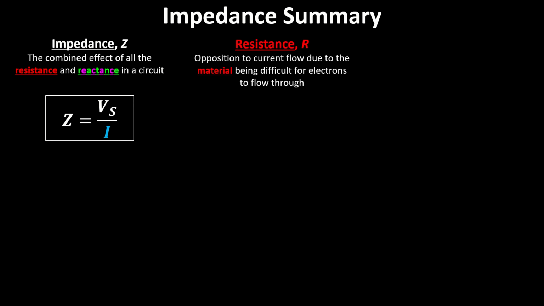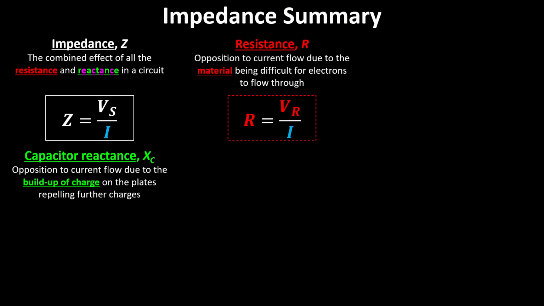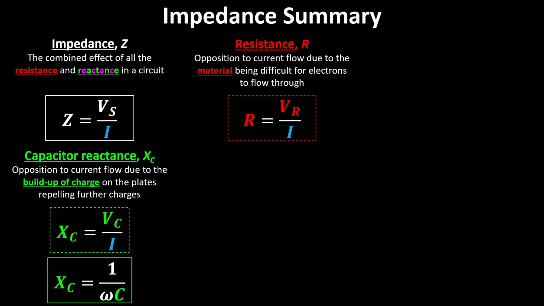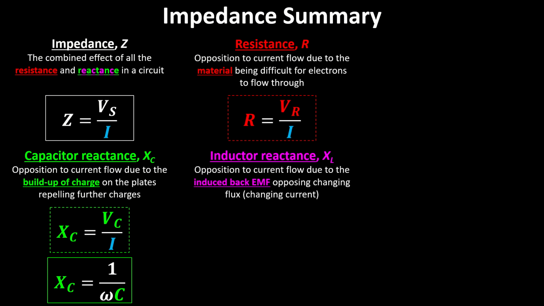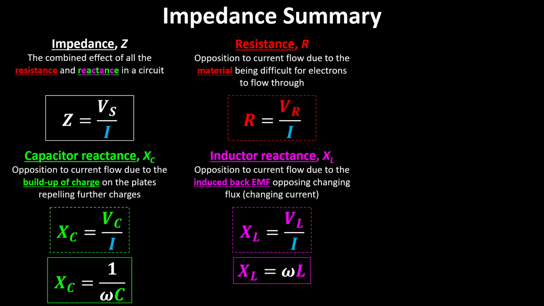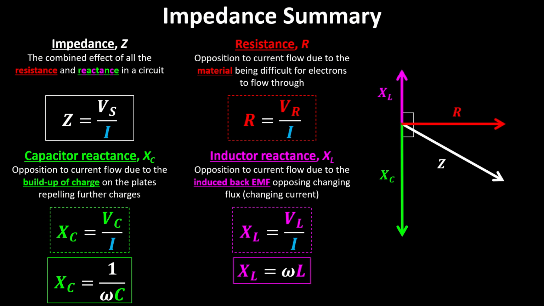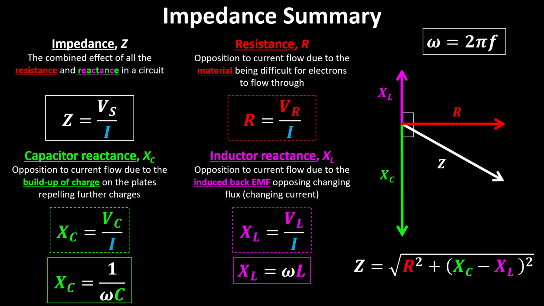Resistance is the opposition to current flow because of the material, which is R is VR over I. Capacitor reactance is opposition because of buildup of charge on the plates of the capacitor, which is also voltage over current, but we can also find it using 1 over omega C. Inductor reactance is opposition because of induced back EMF, which is again voltage over current, but we can also find it using omega L. And we can relate all those together in a phasor diagram to find the impedance of a circuit using Pythagoras. And just useful to know, because we use it a lot in here, omega is 2 pi f.